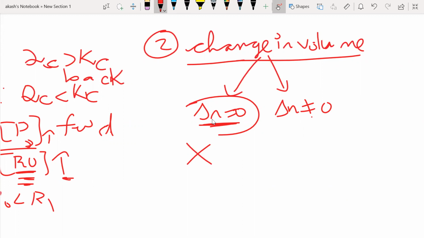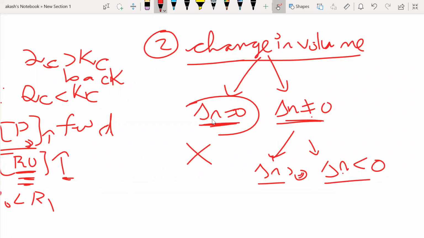So when you have delta N equal to 0 kind of reactions, please be very careful in these kind of questions. First check for delta N. If it is equal to 0, change in volume, or change in pressure for that matter, will not have any effect on the equilibrium. But with delta N not equal to 0, definitely you will see some effect. Again, this can be two cases: either delta N greater than 0, or delta N less than 0. We'll take one example for each and see what is happening.